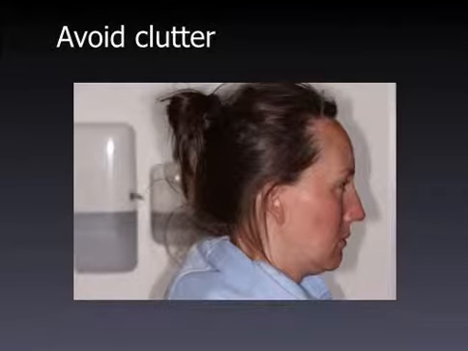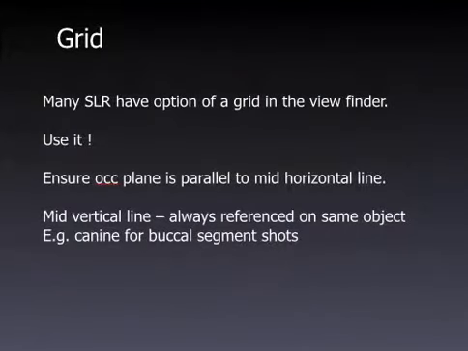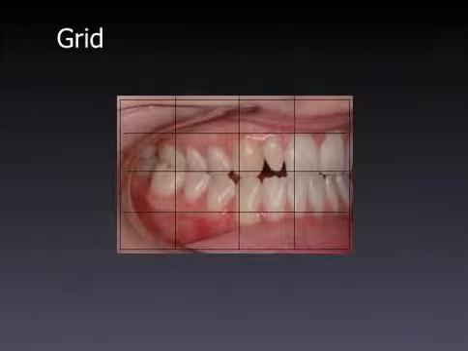This image, other problems are the camera is the wrong way around. It needs reorientation into portrait as opposed to landscape. And we can see the shadow. Some digital SLR cameras, you can have the option of a viewfinder with a grid in it. These can be very helpful because it can help get the occlusal plane parallel through the middle and, for example, the canine in the middle of the image. So this can be helpful.